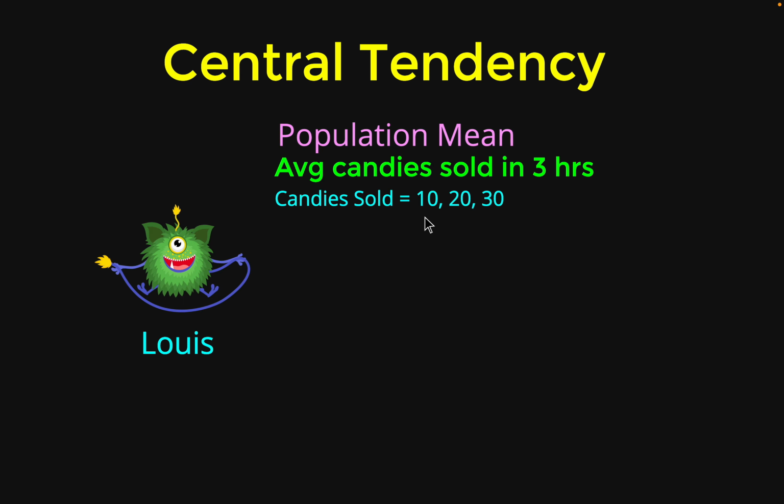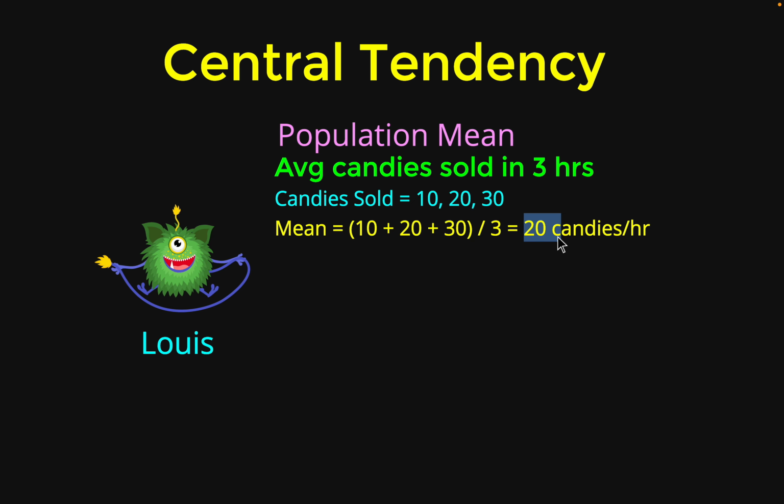So for example, these are the different candies which are sold by Louis. In the first hour, Louis could sell 10 candies. For the second hour, Louis sold 20 candies. And for the third hour, Louis sold 30 candies. So let us see how we can calculate the mean for this kind of data. We have to just add all of the candies together. So that's what we are doing right over here. And then we simply have to divide by 3. So we get the answer as 20 candies for an hour. That means Louis was able to sell on an average 20 candies per hour for the first 3 hours.